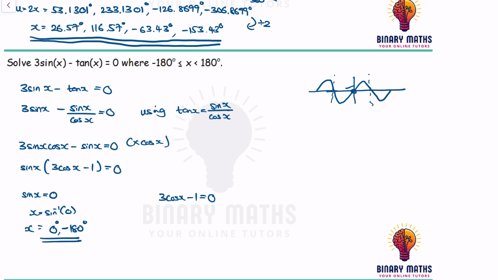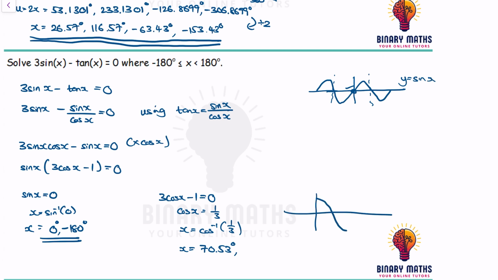Okay, for the second set of solutions, you get cos x is equal to a third. So x will be equal to inverse cos of a third. From your calculator, you get the value 70.53 degrees when you do inverse cos of a third. So this is y equals sine x, y equals cos x, going from minus 180 to 180. So you've got 70.53 here.